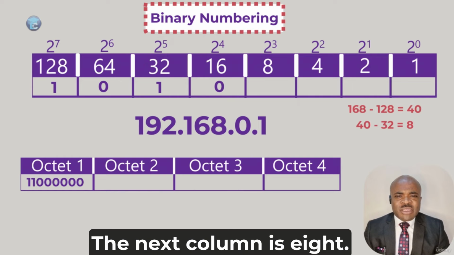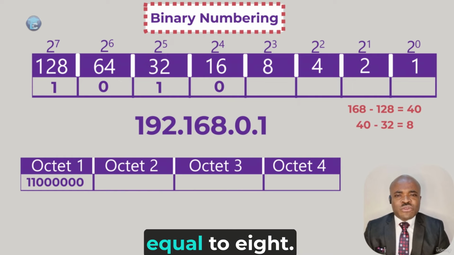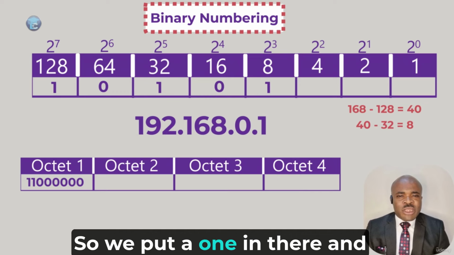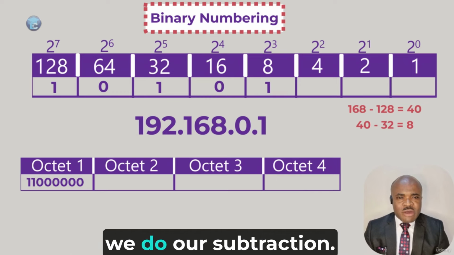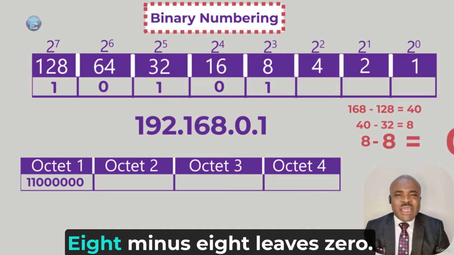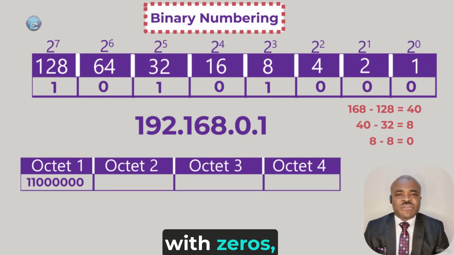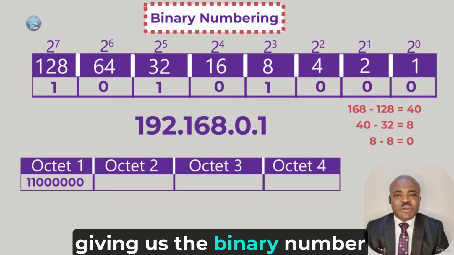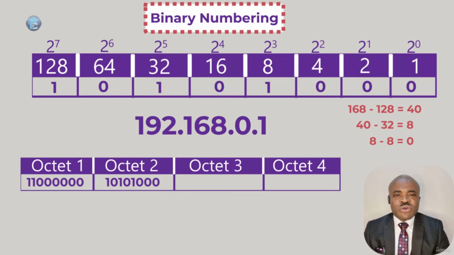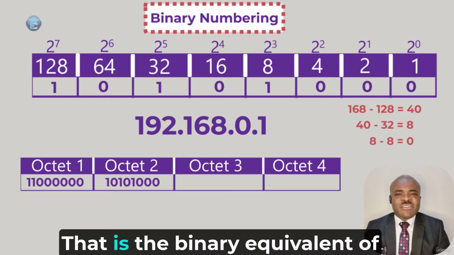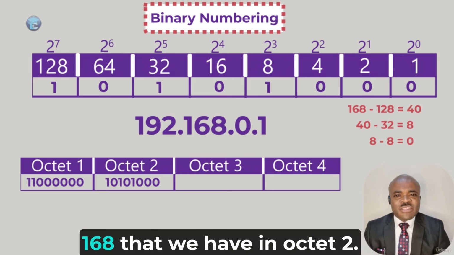The next column is 8. 8 is, of course, equal to 8. So we put a 1 in there, and we do our subtraction. 8 minus 8 leaves 0. So all of the remaining columns are going to be populated with zeros, giving us the binary number 10101000. That is the binary equivalent of 168 that we have in octet 2.